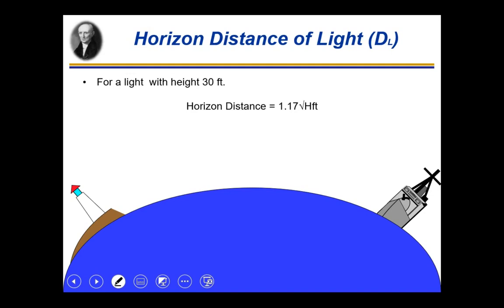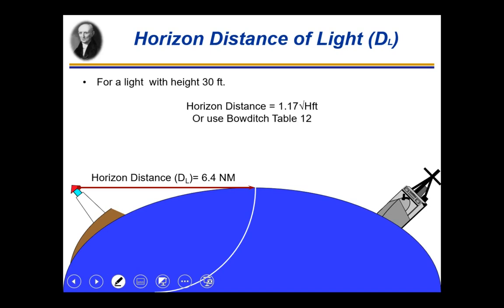So, in this example, the height of the light is 30 feet. So we need to take the square root of 30 and multiply by 1.17. This yields us 6.4 nautical miles. That's the horizon distance of the light. We can also use Table 12 in Bowditch to have this calculated for us.